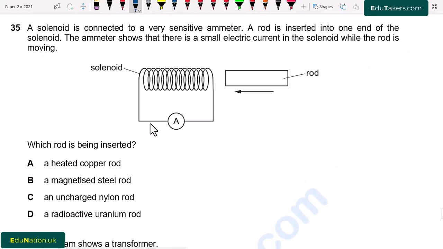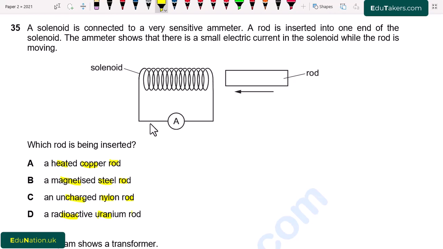Question number 35. A solenoid is connected to a very sensitive emitter. A rod is inserted into one end of the solenoid. The emitter shows that there is a small electric current in the solenoid while the rod is moving. Which rod is being inserted? A. The heated copper rod. B. The magnetized steel rod. C. Uncharged nylon rod. And D.